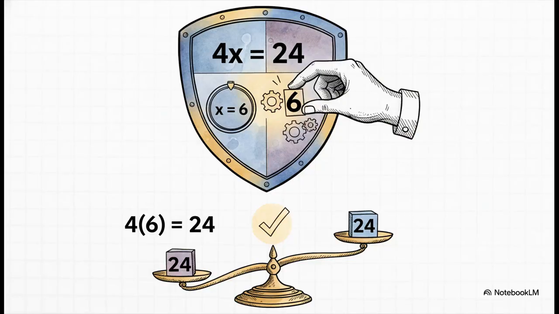Oh, and here's a quick pro tip for you. Once you get an answer, always plug it back into the original equation just to check. Remember that first problem where we found x equals 6? Let's check it. Does 4 times 6 equal 24? Yep, it does. It's literally a 5-second check that guarantees you got the right answer every single time.